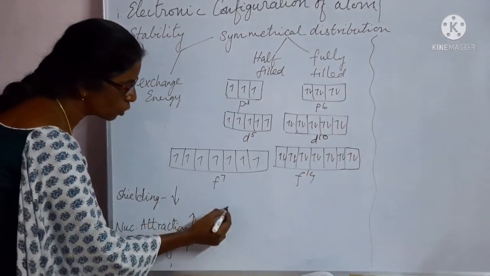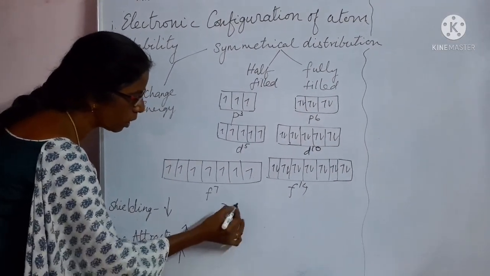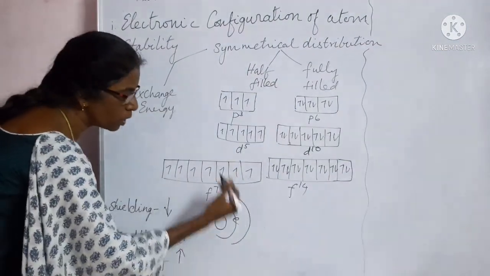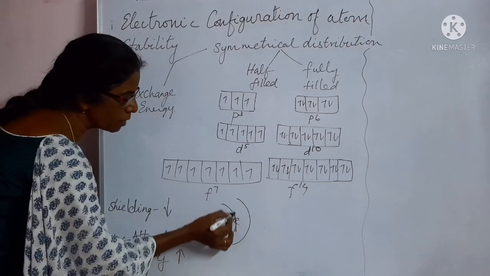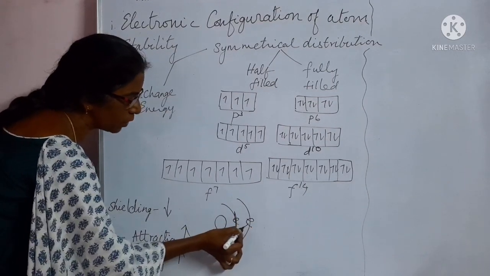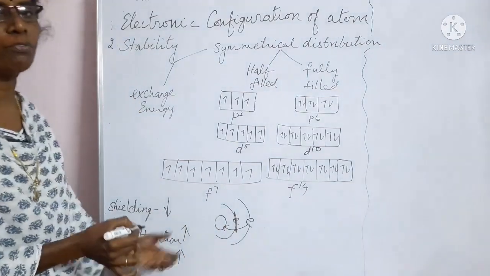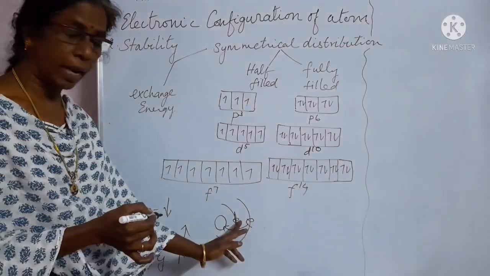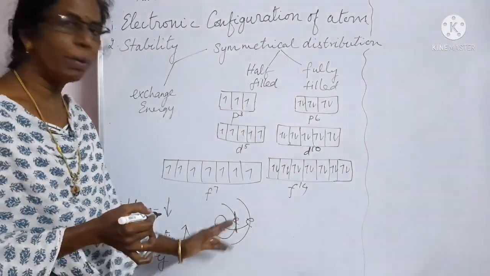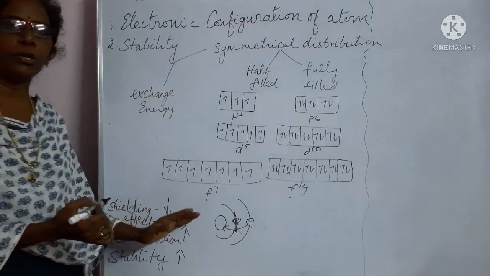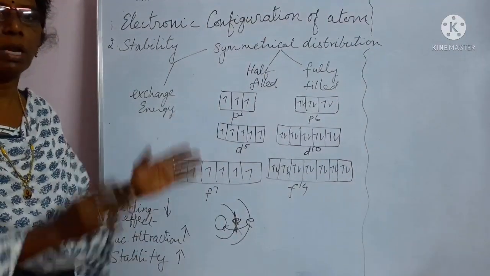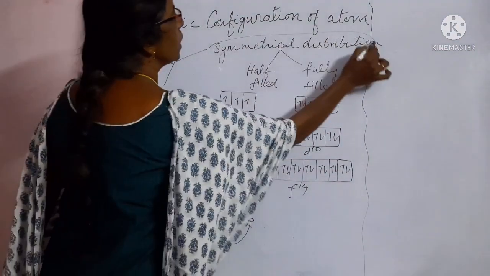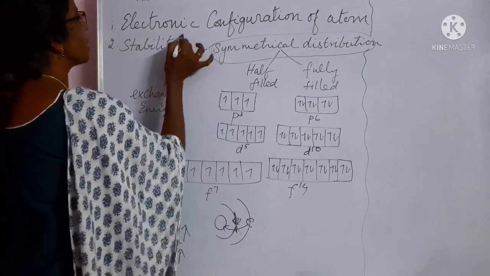So when you have an inner electron, this is your inner orbital, this is your outer orbital. Now this inner electron will put a shield. This will be a screen for this electron so that this electron cannot attract the nucleus so forcefully. So this effect is called screening effect. If the screening effect is greater, the attraction will be lesser. When there is greater nuclear attraction, stability of the atom will be more. That's why we say symmetrical distribution will increase the stability.